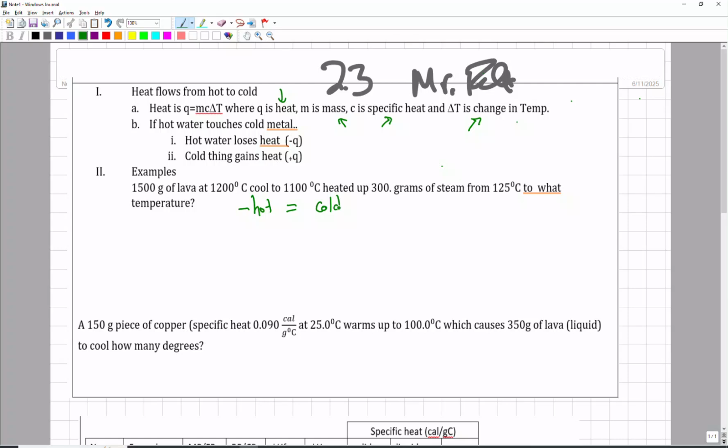So the hot thing here, notice 1,200 degrees, is way hotter than 125. So that means this is going to be my hot lava.